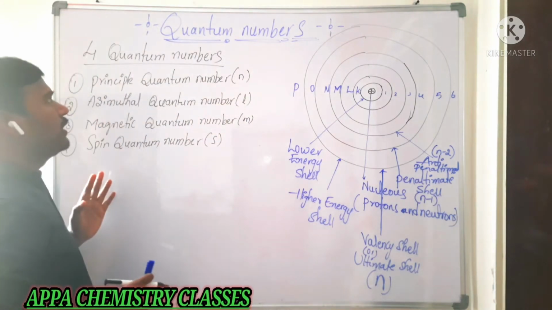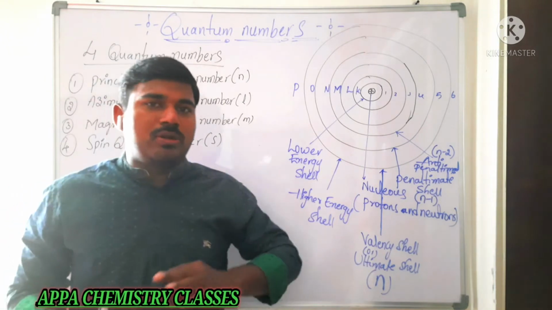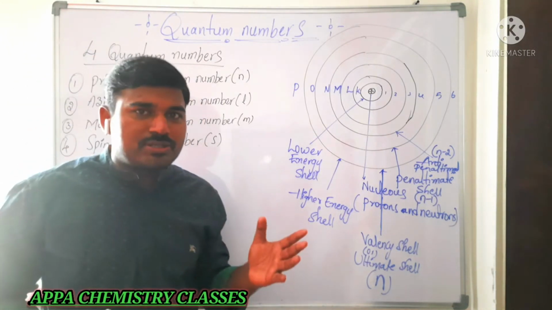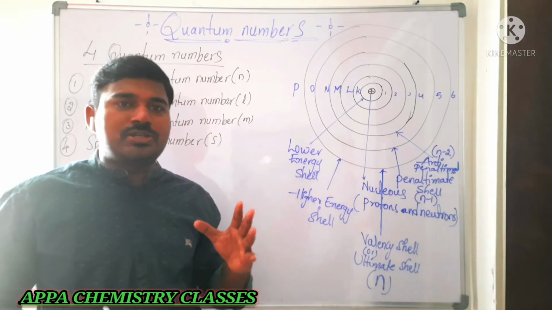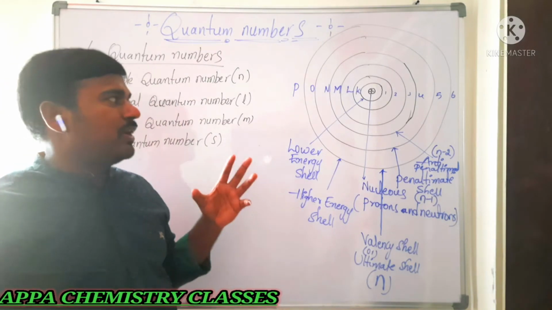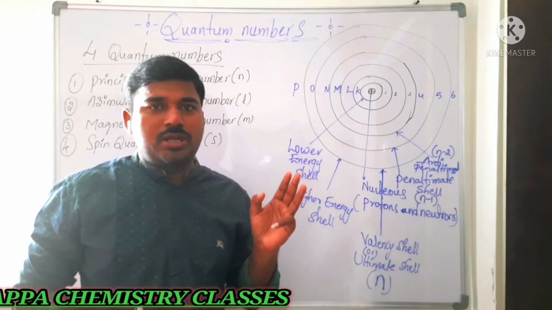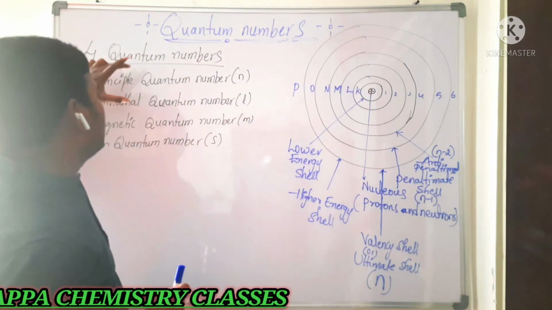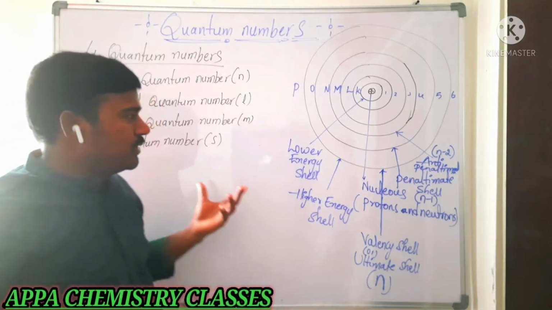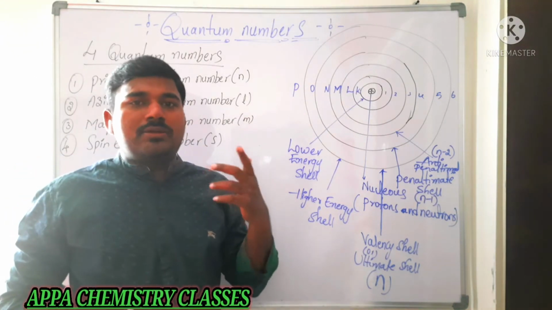So let's get into these quantum numbers. What are the quantum numbers we have? Majorly 4 quantum numbers are there. Based on the Schrodinger wave equation, Schrodinger told that to identify the electron in an atom, we need majorly 3 quantum numbers. What are those? Principal quantum number, azimuthal quantum number and magnetic quantum number. But later it was found that the spin quantum number is also necessary to identify the electron in an atom.